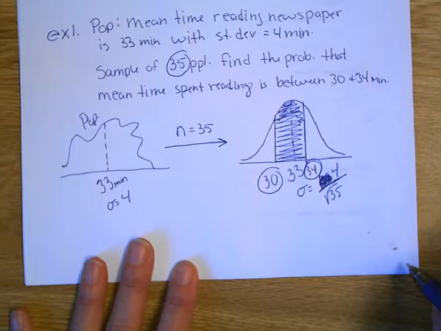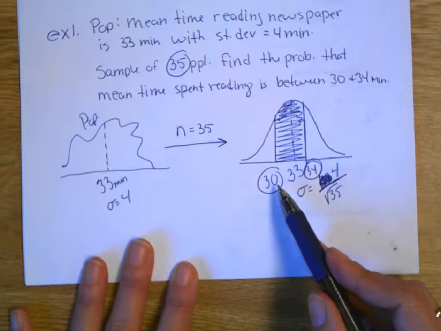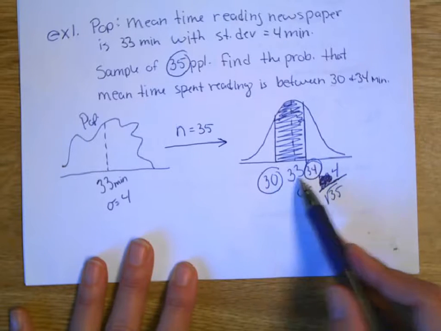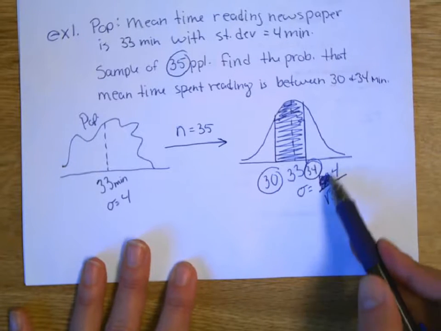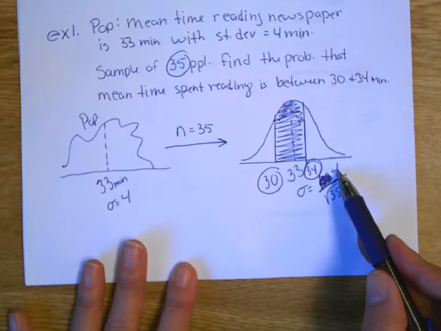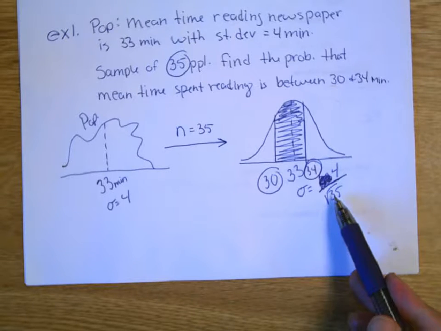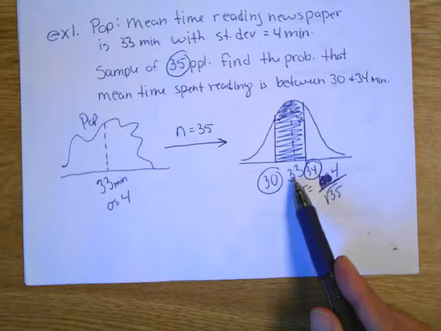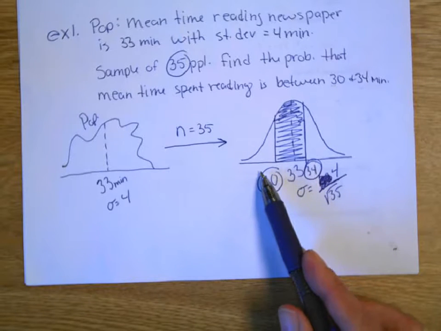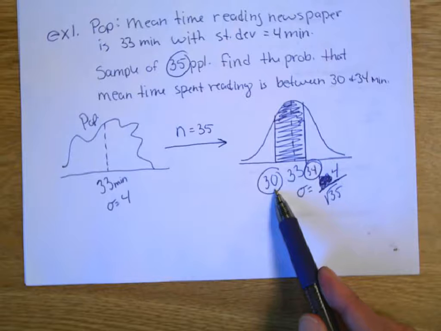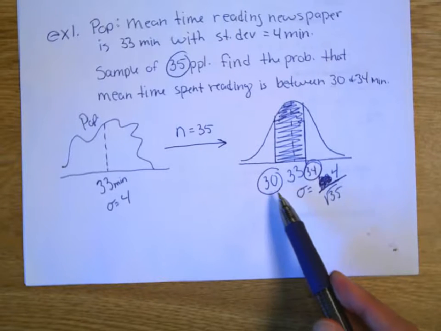Where is a Z-score on that graph? Nowhere. It's the standard deviation. It's how many standard deviations below the mean 30 is, because I don't know what this is. So if I figure out 4 divided by the square root of 35, I can do it real quick. 0.67. So every 0.67 minutes is 1 standard deviation. So this is quite a few standard deviations below the mean. We're going to find out in a minute.